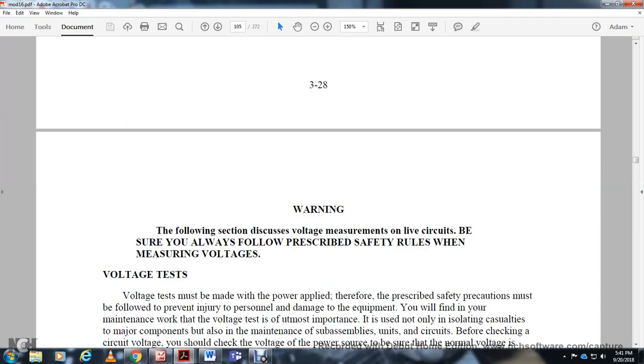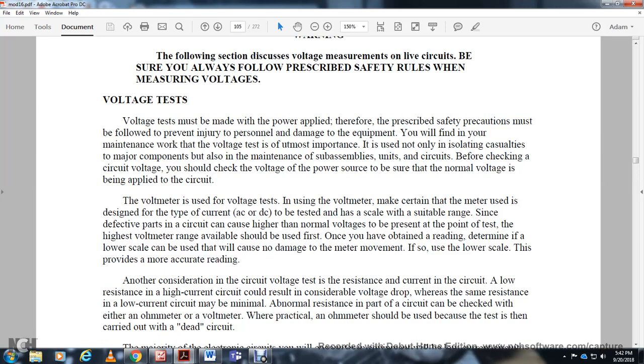All right, warning: the following section discusses the voltmeter message for the live circuit. Be sure that you always follow the prescribed safety rules when measuring the voltage. Voltage tests. Voltage tests must be made with the power applied. Therefore, the prescribed safety precautions must be followed to prevent injury and personal damage of the equipment. You find with the main if the work with the voltage test.